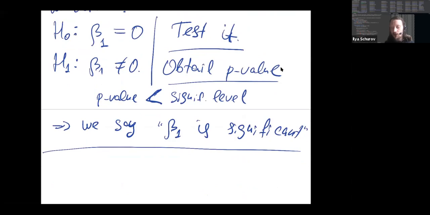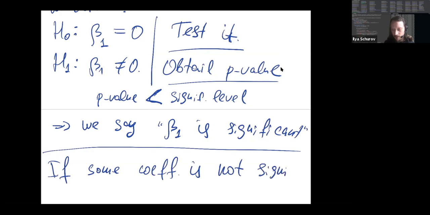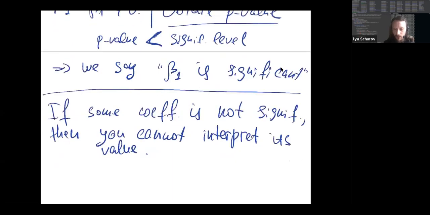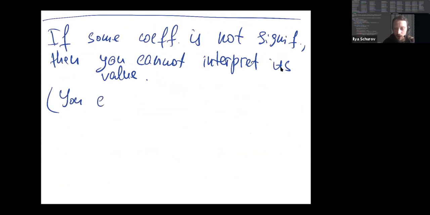So if you get some coefficient that is not significant, then it means that you cannot interpret the value of this coefficient, because you cannot distinguish the value of this coefficient from zero. If some coefficient is not significant, then you cannot interpret its value. So basically, it means that you cannot distinguish it. You cannot decide that the true coefficient is non-zero.